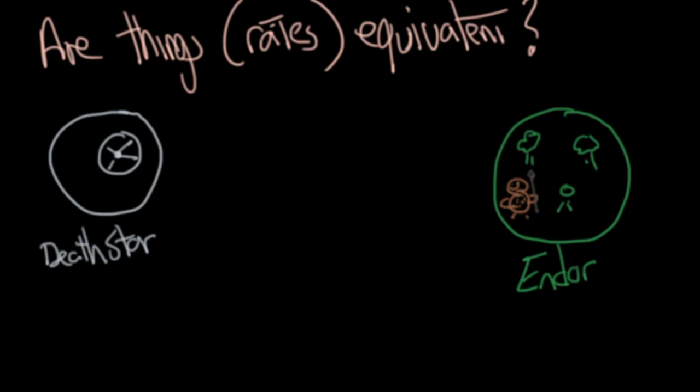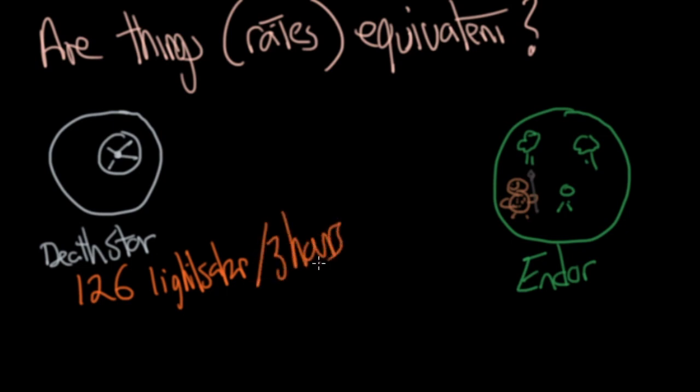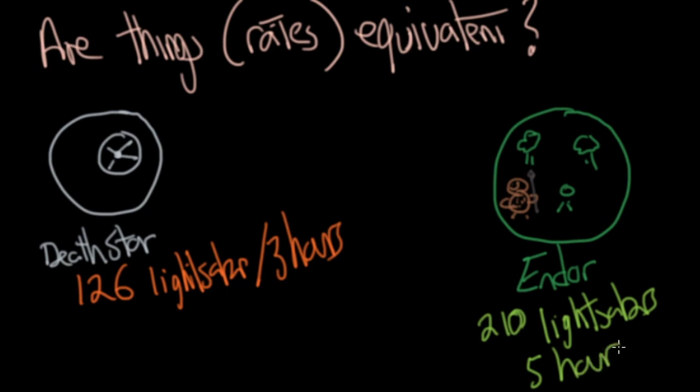And what you're wondering is that on the Death Star, they create 126 lightsabers in 3 hours. Wow. Whereas on Endor, they do 210 lightsabers. They can make 210, and they do that in 5 hours. And I just want to know if these rates are going to be equivalent.